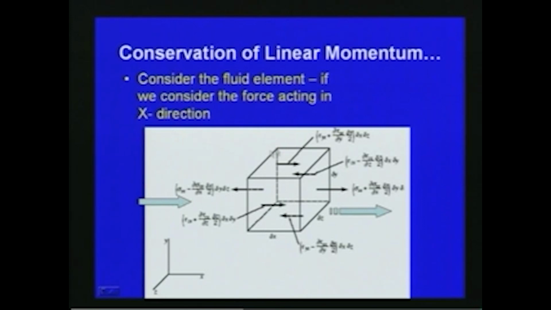Now, to derive this Euler's equation, let us first consider a fluid element of size delta x, delta y, delta z, as shown in this figure. For the forces acting on the fluid element, let us consider the x direction. So x is in this direction, y is this direction, and z is the other direction. As we have seen earlier, there are two types of forces: the surface forces and the body forces.